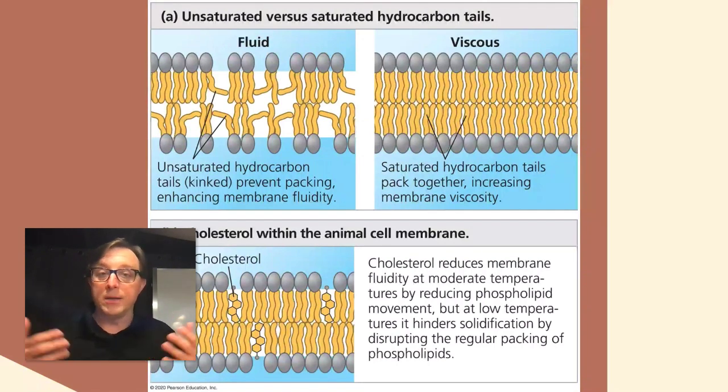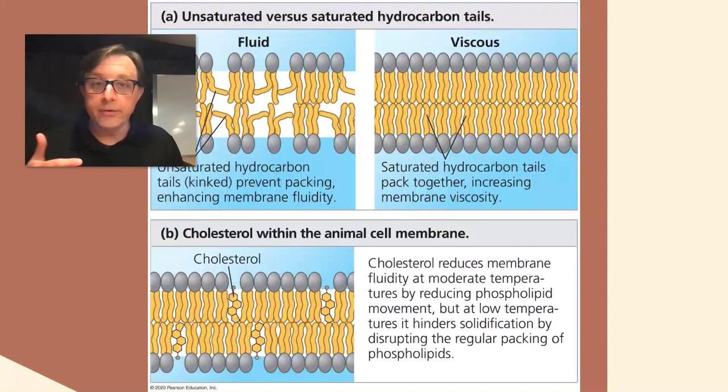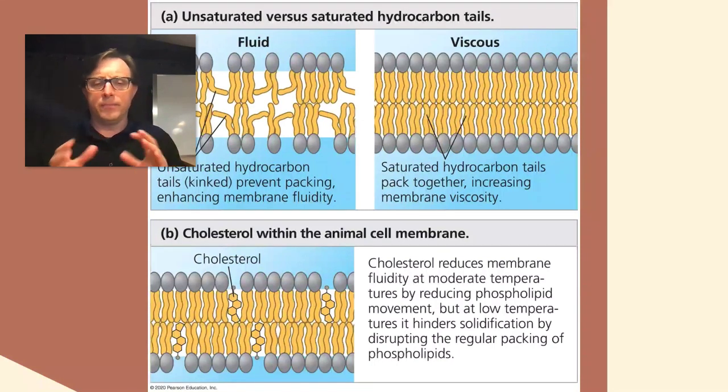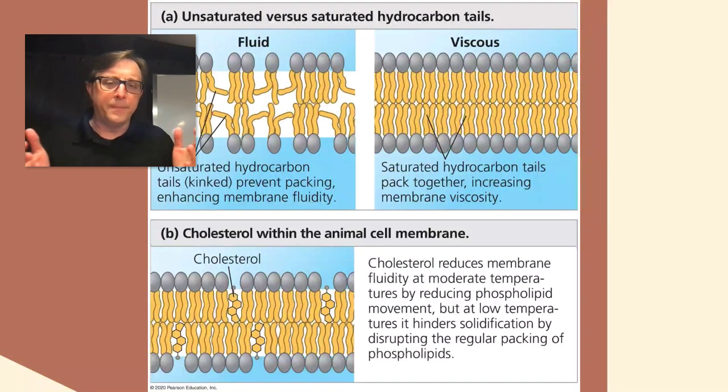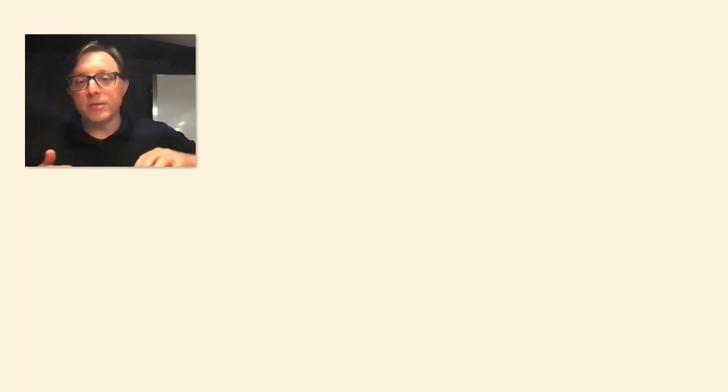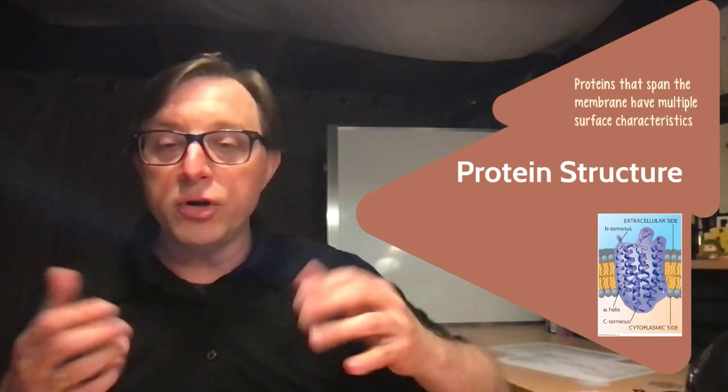Cholesterol also is found in some animal cell membranes, and that sort of works as a kind of moderation molecule, I guess. It keeps the membrane from getting too liquid and from getting too viscous. So it kind of keeps it right in the middle, like a little Goldilocks molecule, I guess. It keeps the membrane fluidity right where it should be. So that's the phospholipid portion.